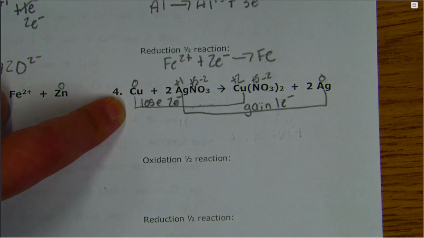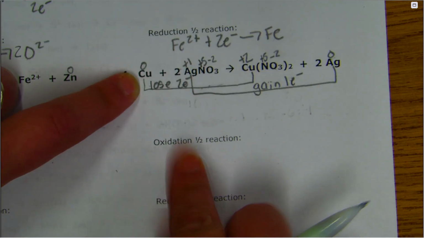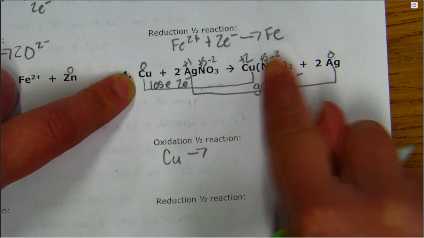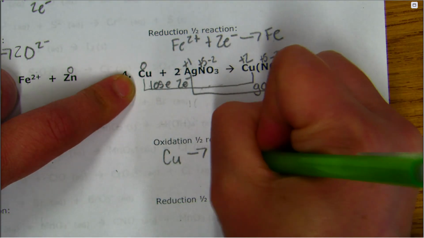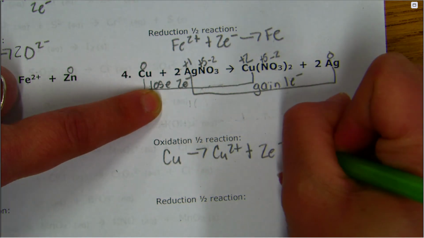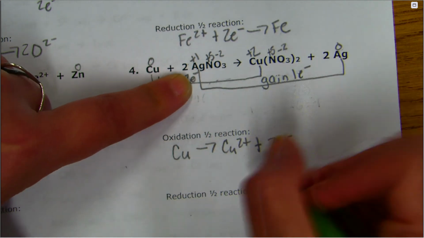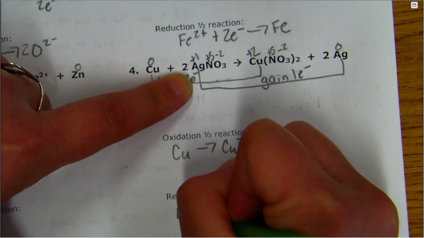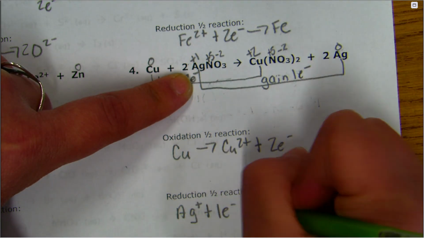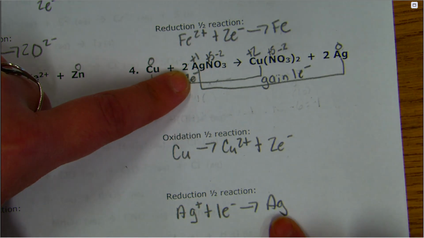All right, so my half reaction here, copper is the oxidation, it's losing. I am going from copper to Cu2 plus 2 electrons. And silver is my reduction. I am going from a silver plus the electron it gains to form solid silver.